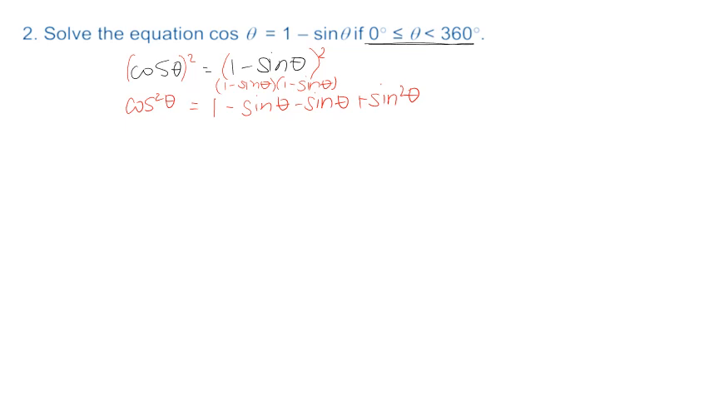Okay, now recognizing that I'm going to want to turn everything either over to sine and cosine, I notice that I have a lot of sines happening over here on the right-hand side. So let's go ahead and change cosine squared into sine. So this would be 1 minus sine squared theta is equal to 1 minus 2 times the sine of theta plus the sine squared theta. And now let's bring everything over to one side. So I'm going to subtract 1 from both sides. I'm also going to add sine squared theta.